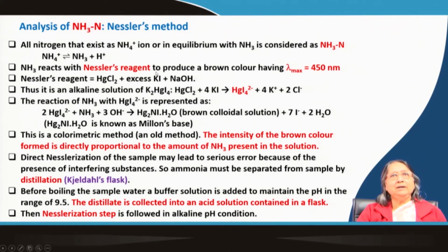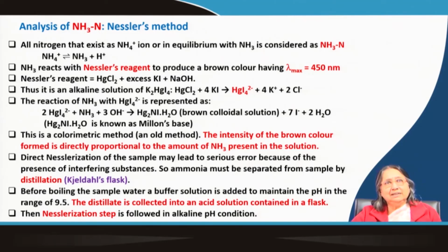Now, you can use this method as a colorimetric method, because some color is developed. If you use some definite concentration of ammonia nitrogen and perform this reaction, then as the nitrogen concentration changes, the color intensity will also be different, and you can use it as a colorimetric method. The intensity of the brown color is directly proportional to the amount of NH3 present in the solution. So, you can use it as a colorimetric method.